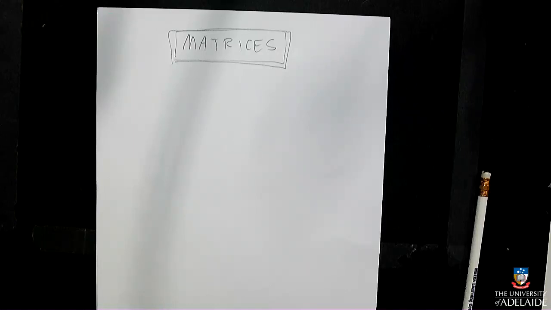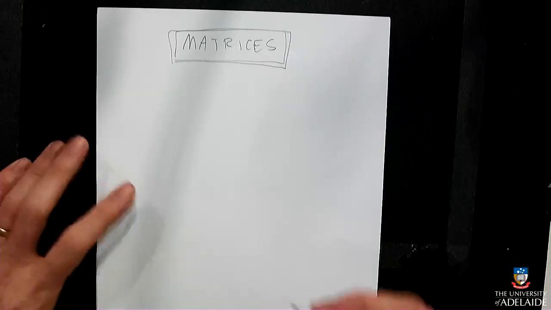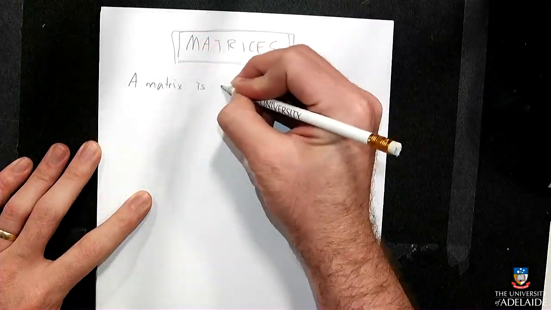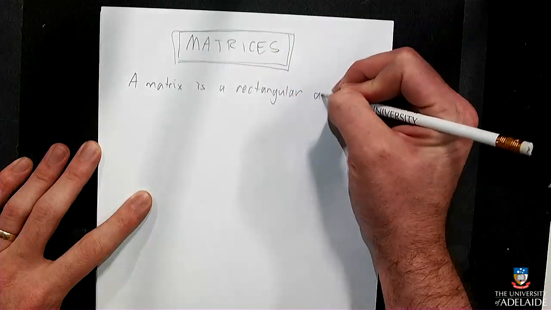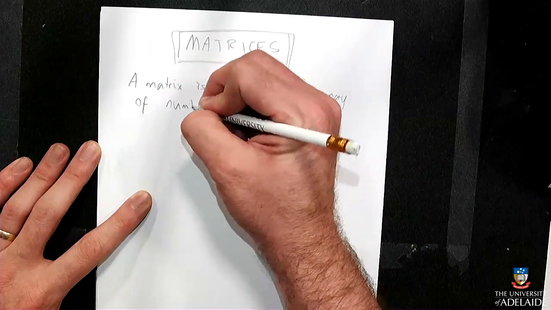So, well, let me tell you, it's pretty mundane. This is the definition of what a matrix is. A matrix is a rectangular array of numbers.